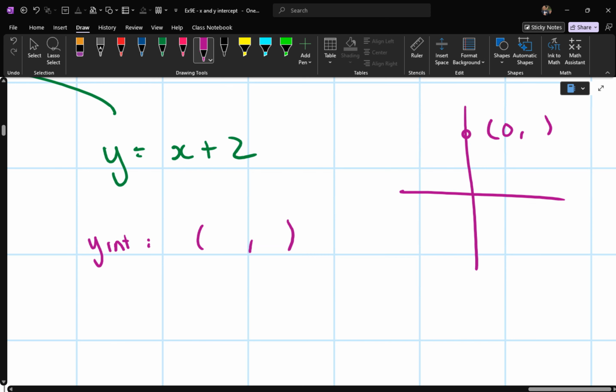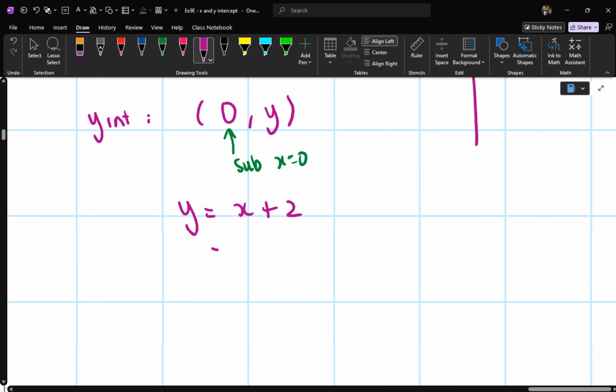Hopefully you remembered x needed to be 0. So x had to be 0. We just don't know what y is. Well, then we sub x equals 0 into the equation to find y. So here, this is my equation, y equals x plus 2. Well, if x equals 0, you get 0 plus 2, y is equal to 2.